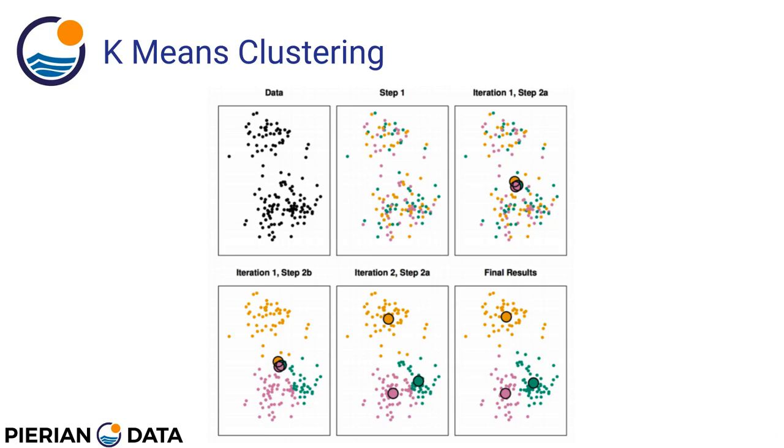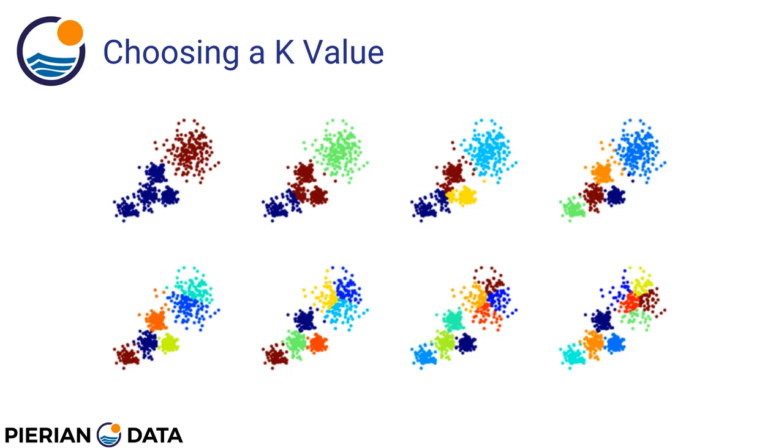Then, on iteration 2, step 2a, what we end up doing is moving those centroids to the average of all the vectors connecting from that data point to the actual centroid. And then we keep repeating this until the centroids stop moving. And then eventually you have your actual cluster groups.